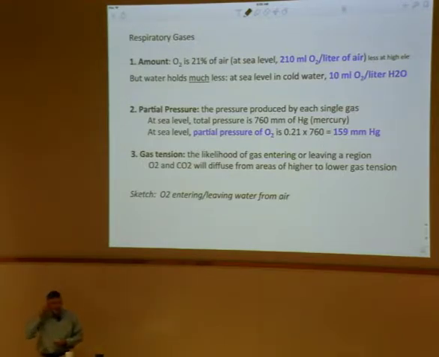Okay, I wanted to remind you about respiratory gases and how they get from air to cells. Some numbers that you should remember are on here. At sea level, well, anywhere, oxygen is 21% of the molecules in air. Most of the rest, 79%, is nitrogen, and you don't particularly need to remember that, and a tiny amount, 0.2 millimeters of mercury, about 0.02%, something like that, is carbon dioxide. Water, of course, holds much less.